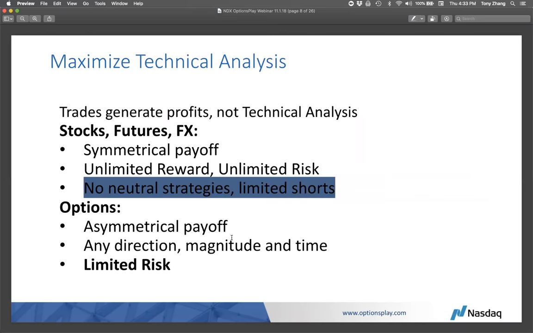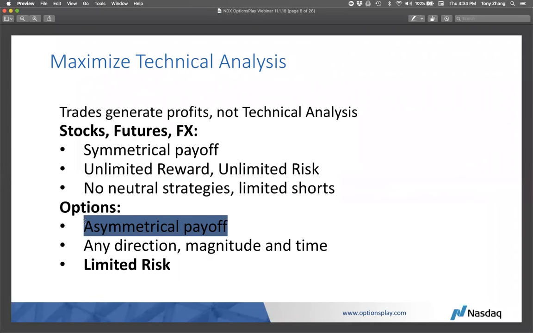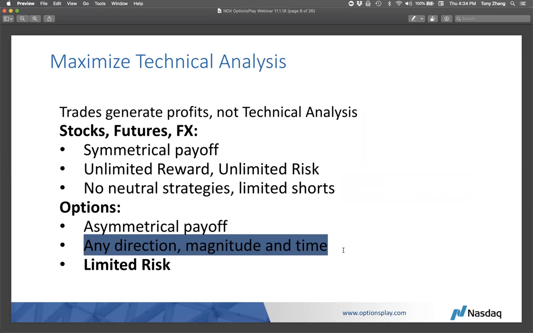However, with options trading, you get an asymmetrical payoff. That means you have potentially upside or downside exposure with limited risk. And the key here is that options give you the ability to trade any direction, any magnitude, and any time frame possible. With stocks, futures, or FX, you effectively have a single strategy regardless of whether you're mildly bullish or extremely bullish, or if you think it's going to happen over one day or over one month or over one year. It's only one strategy. You just buy the stock. With options, you have a lot more options. And that's really the key to maximizing technical analysis, being able to apply the right strategy for the right outlook. And the key here is to limit your risk.